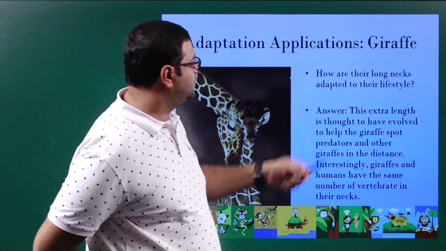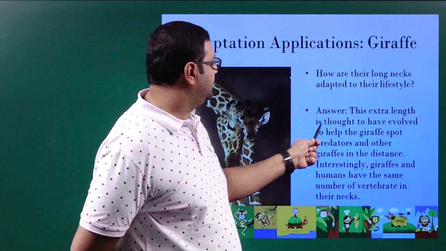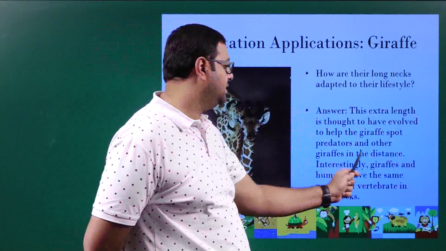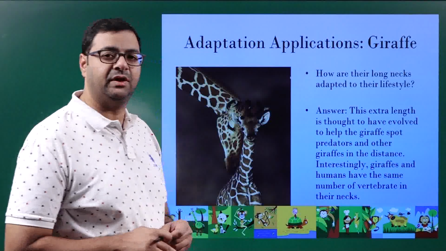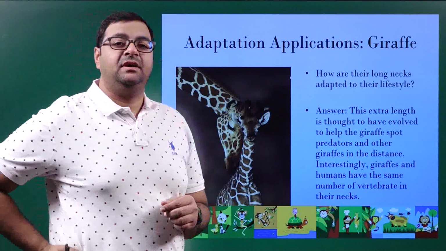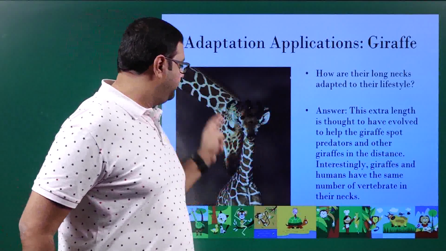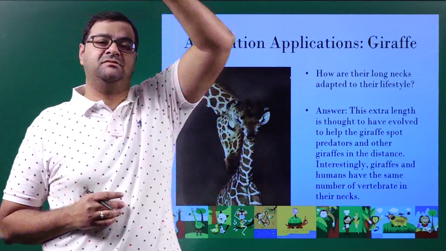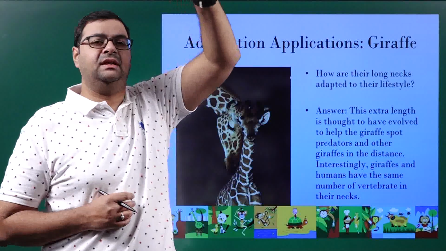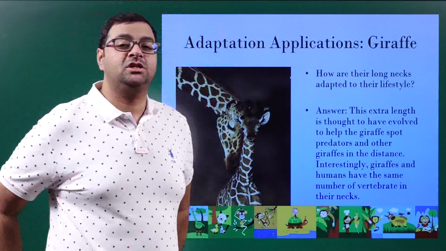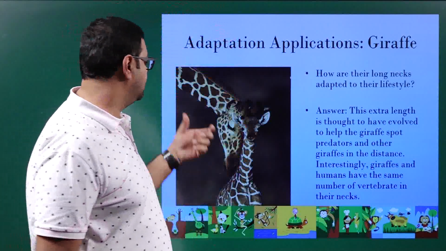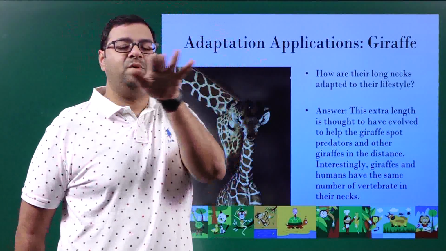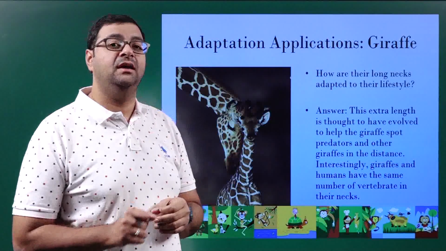The answer is, this extra length is thought to have evolved to help the giraffe spot predators and other giraffes at a distance. If the neck of the giraffe is long, it can actually spot the predators from the top, from where they are coming. They can keep an eye out like a watchtower. They observe where the predators are coming from.